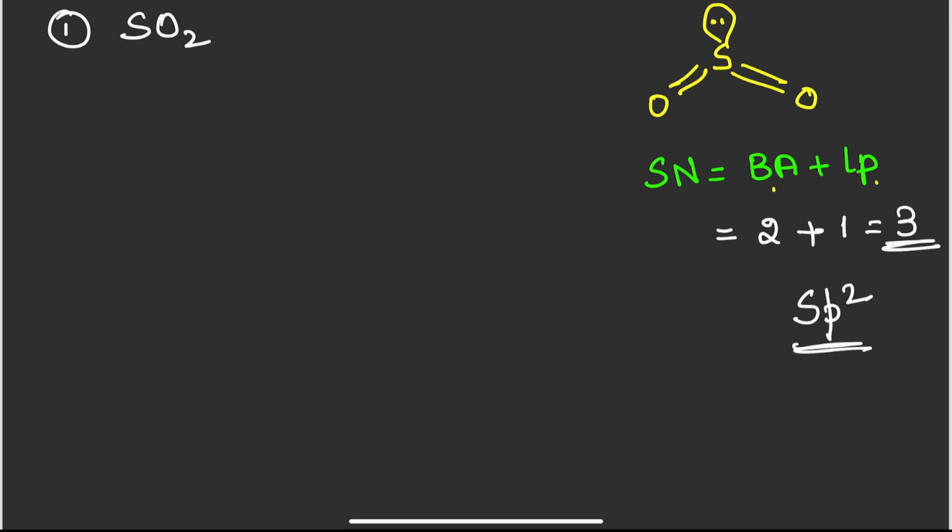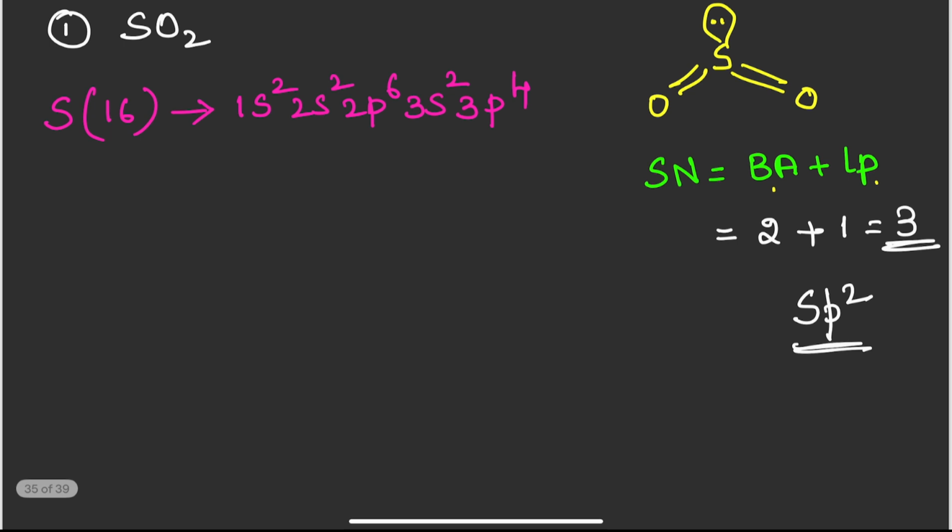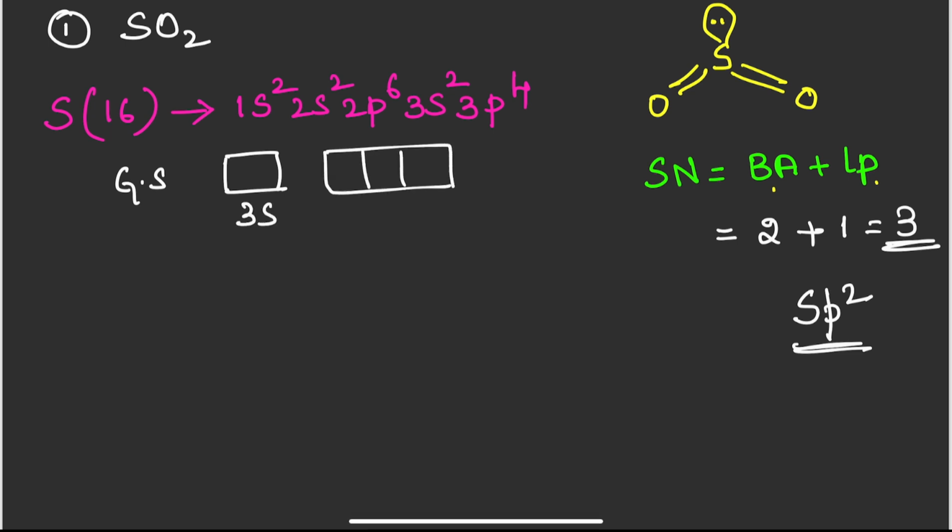Now let us write the electronic configuration for sulfur. Sulfur has atomic number 16. So the electronic configuration you can write as 1s2, 2s2, 2p6, 3s2, 3p4. Now let me write the ground state electronic configuration. This is the 3s orbital and this is the 3p orbital. How many electrons are present here? You can see 1, 2, 3, 4, 5 and 6.